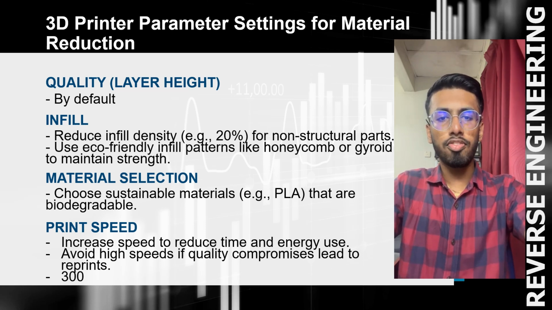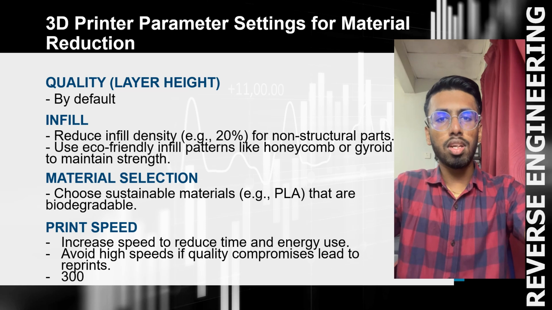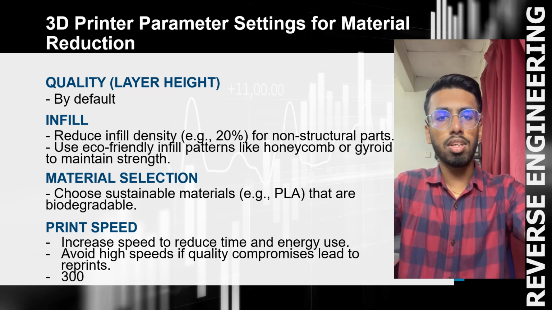The next is infill. Reduce infill density to 20% for non-structural parts. Infill density determines the amount of internal structure within the printed object. For parts of the door latch that don't bear significant loads, a 20% infill density is sufficient. This approach saves filament while ensuring that the part remains lightweight and sturdy enough for its purpose.